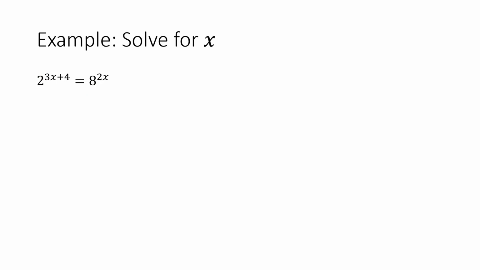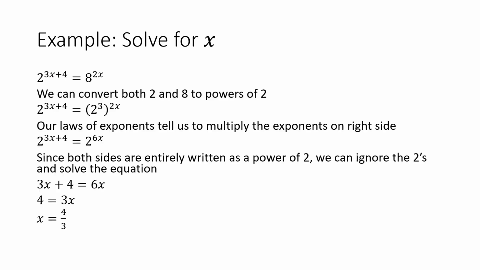So next question here, let's solve this for x. We've got 2 to the 3x plus 4 equals 8 to the 2x. Maybe we can make each side a power in terms of a base of 2. Well, 8 is equal to 2 cubed. So we convert 8 to 2 cubed and leave everything else the same. Now, when we have that power, 2 cubed, raised to an exponent of 2x, we can multiply those exponents. So 3 times 2x is equal to 6x.